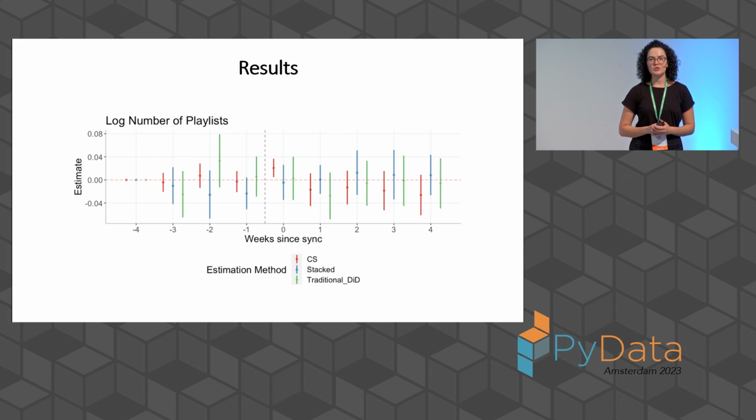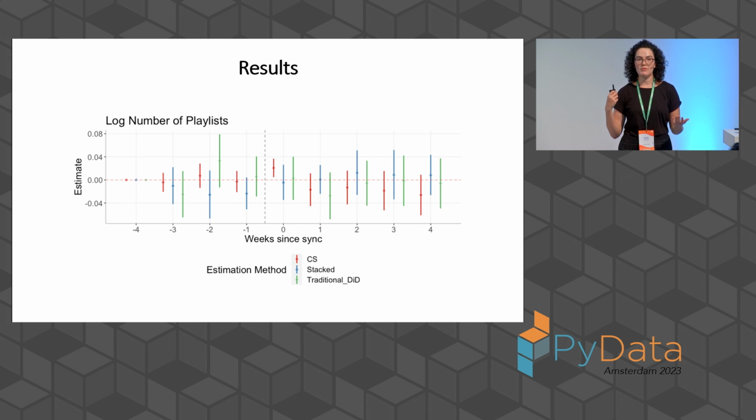So let's tie everything together. What are my results from trying to answer this question: does sync have an impact on music popularity? I graphed my estimation results here. On the x-axis, I have weeks since the synchronization, and minus numbers are for before the synchronization. 0 indicates the week of synchronization, and I graphed it until 4 weeks after the synchronization.